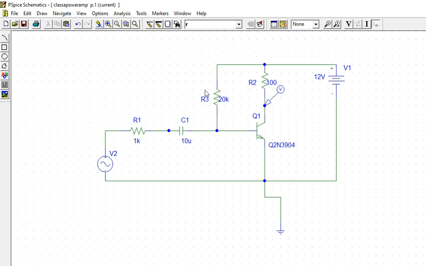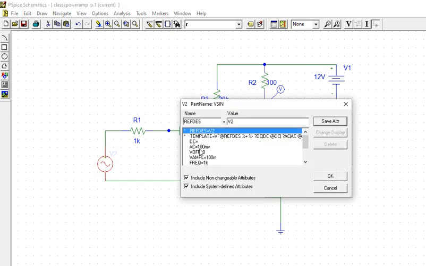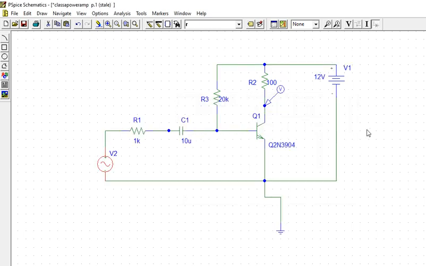So this is the circuit of class A. We are given some resistors. This is from the tester, this is the biasing. And the same, I have given 100 ohms. Then I will take the output here.